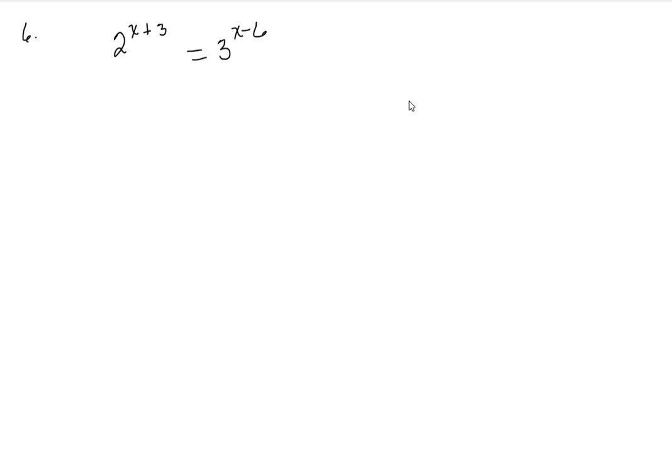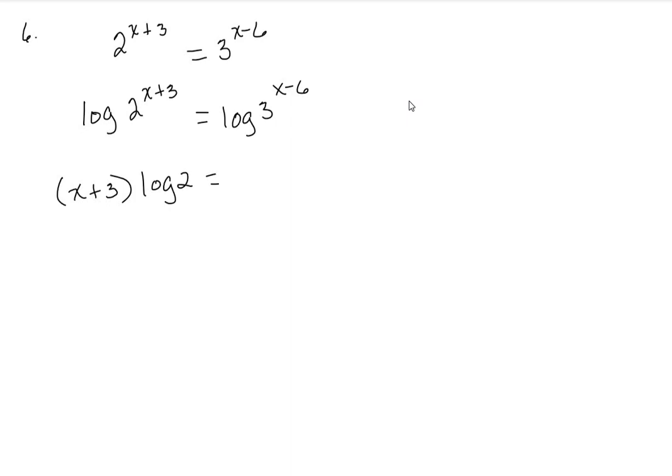Okay, so we're back with problem 6 and looking at two powers that have variables in each power. So I'm going to take the log of both sides. So the log of 2 to the x plus 3 equals the log of 3 to the x minus 6. Put the exponents up front. So I'm going to have x plus 3 times the log of 2 equals x minus 6 times the log of 3. Distribute on both sides.